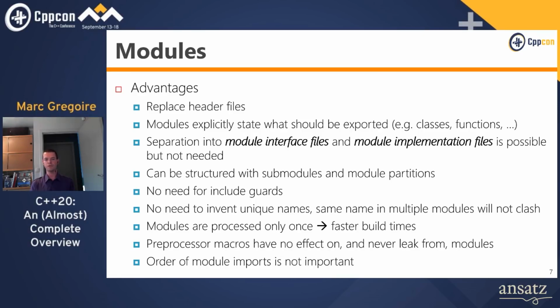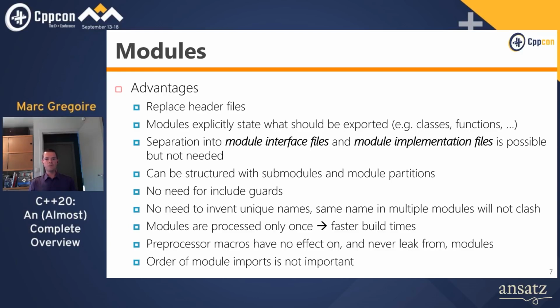And that was one of the drawbacks with header files: if you implement your functions inside your header file, whenever you modify the body of your function, you trigger a rebuild of everybody that is including that header file. That is not the case with modules. Still, I think in certain cases, it's a good idea to separate your module interface file and your code inside a module implementation file, because that way your interface files stay clean without any implementation details.